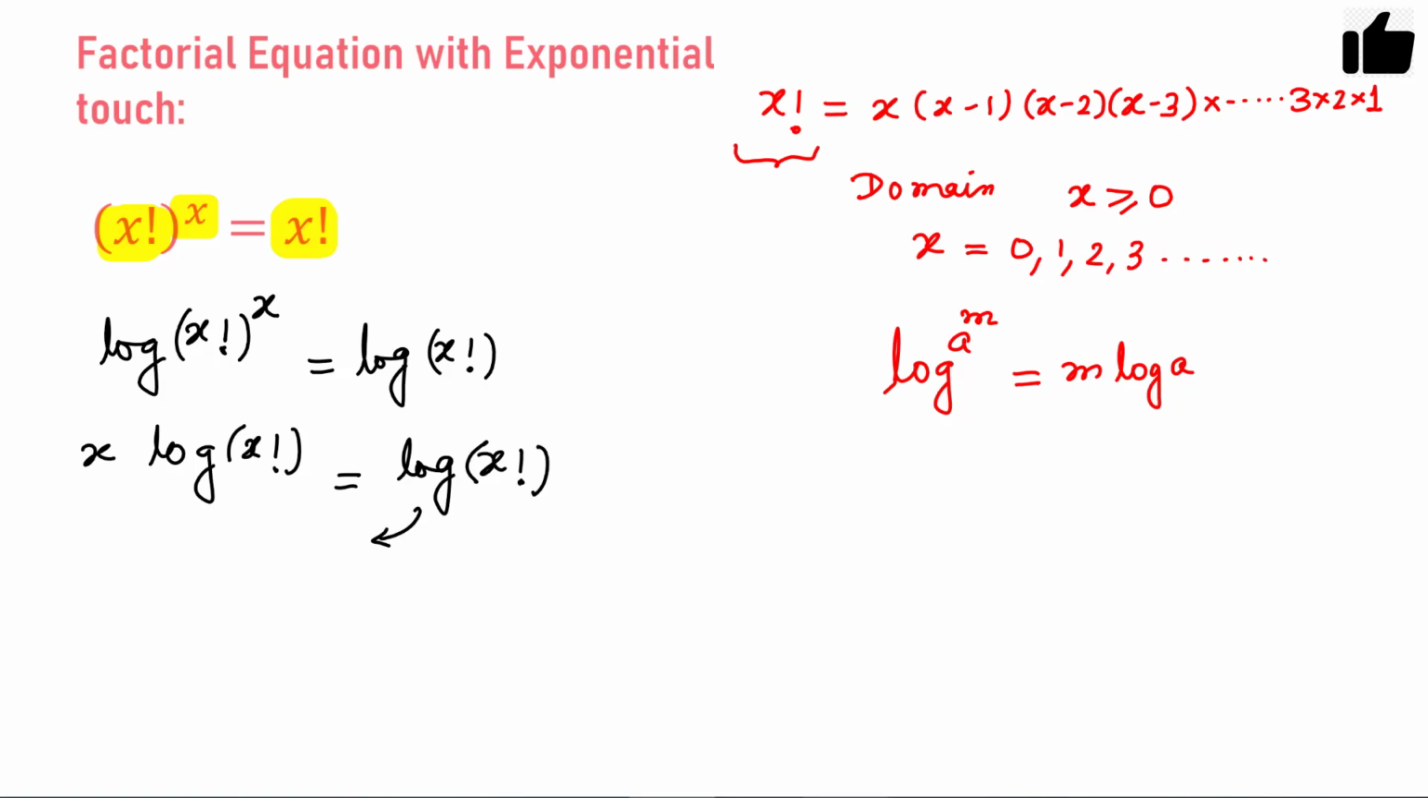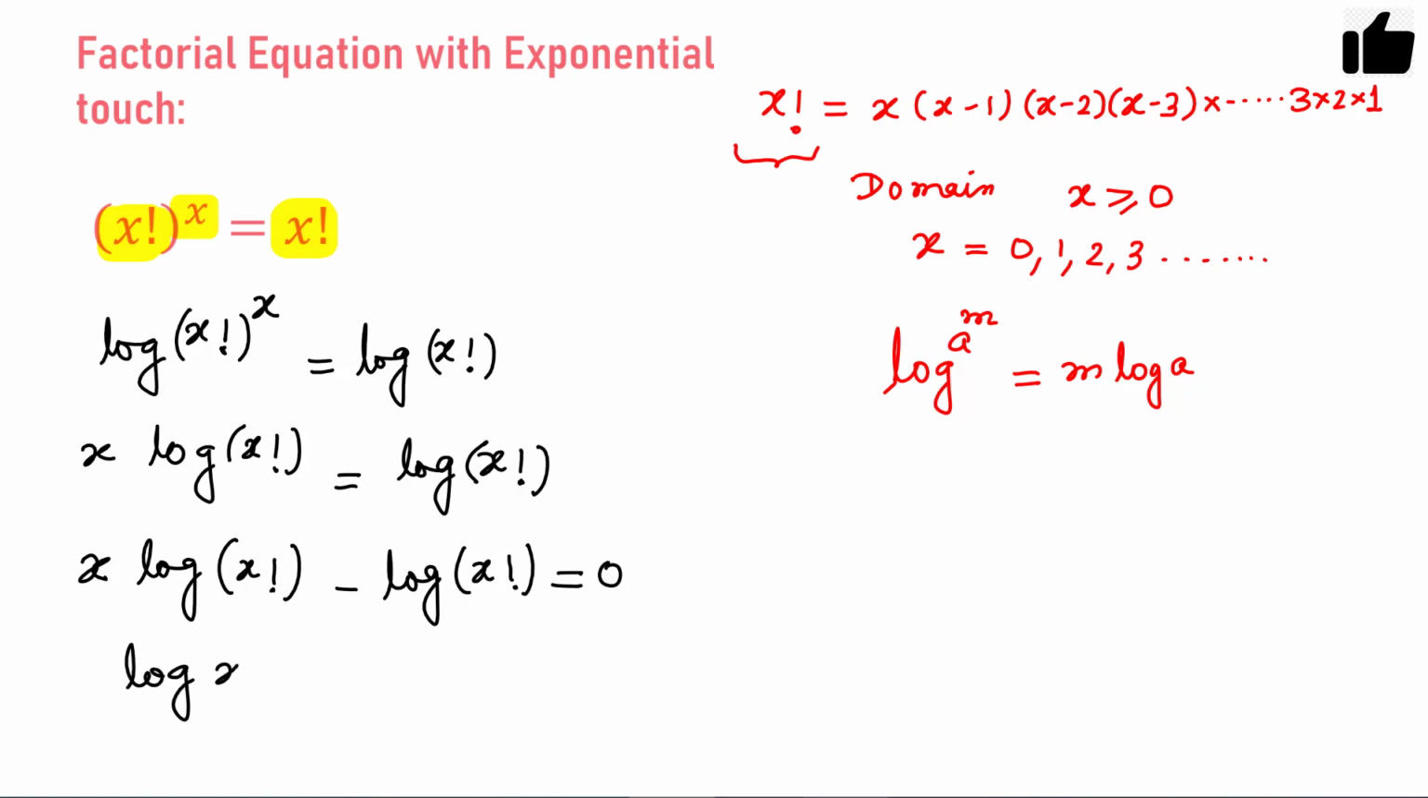Now let us take this term to the left hand side. Then we can write x times log of x factorial minus log of x factorial is equal to 0. Now you can take log of x factorial common. So this becomes log of x factorial times (x minus 1) is equal to 0. So now you have two possibilities: either this term is 0 or this term is 0.